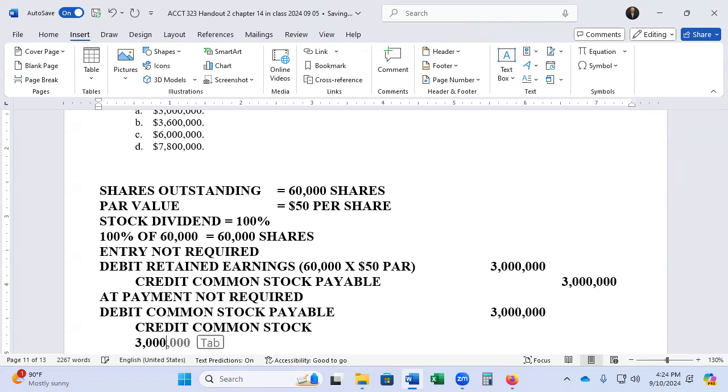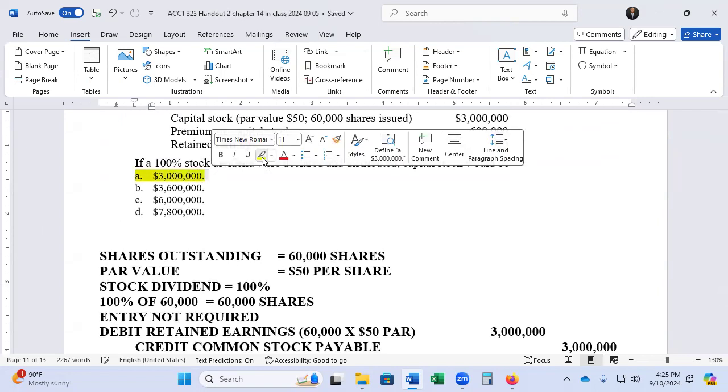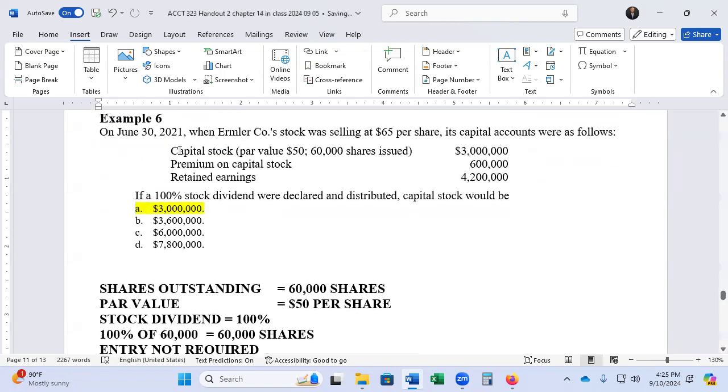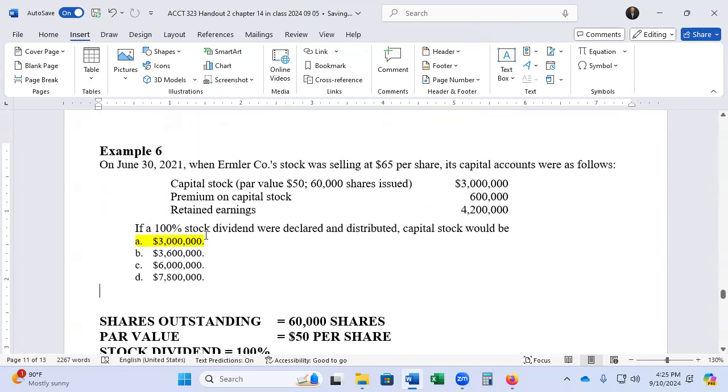Any questions there? So our answer is A. And capital stock is the same thing as common stock. Oh, yep, sorry, C.